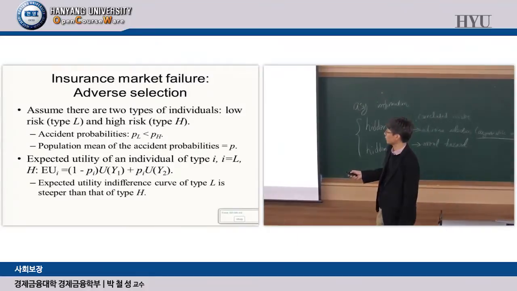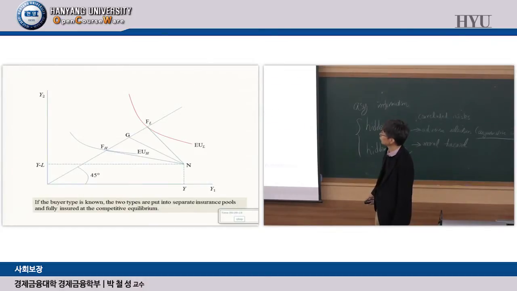Now, the expected utility of an individual of type L or type H is simple. It's basically the same as the previous one, but now if you're type L, then you have (1 minus PL) times U(Y1) plus PL times U(Y2). Type H, the high risk type, is similar. So the expected utility indifference curve of type L is steeper than that of type H because of the difference between PL and PH. So type L has a steeper indifference curve than type H. Okay? So this is the situation.